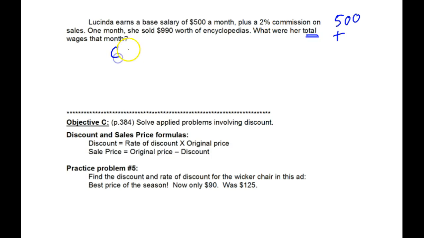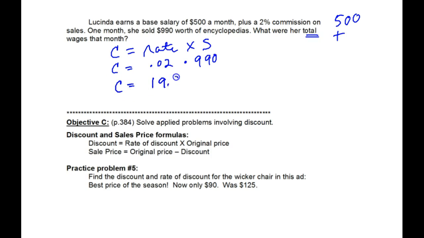So our commission is the rate times the sales. So the commission is her rate, 2%, 0.02, moved out of percent into decimal. Her sales were $990. So we'll take 0.02 times $990, and her commission was $19.80. But that wasn't the question, was it though?